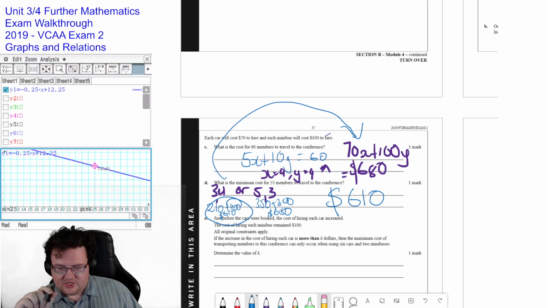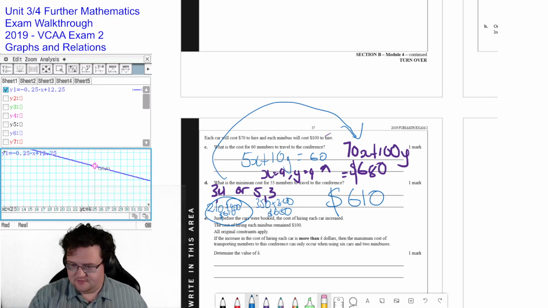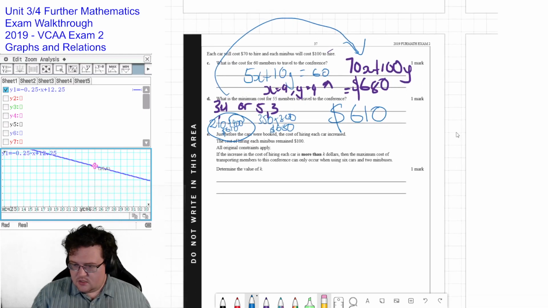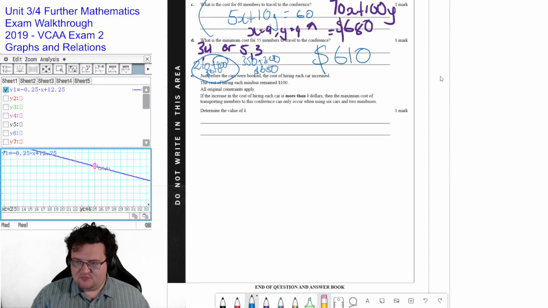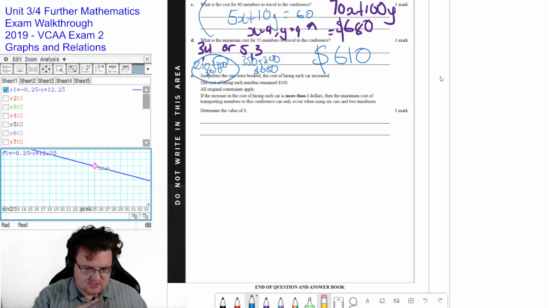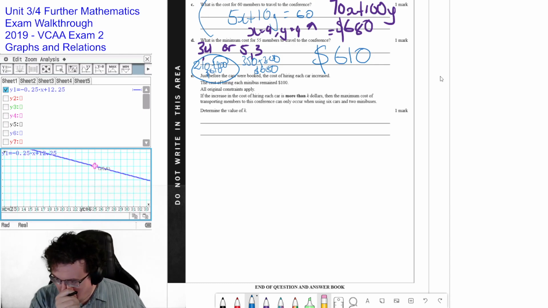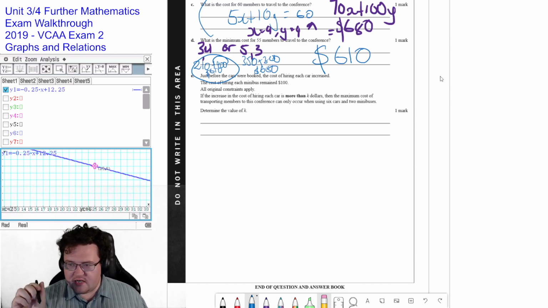All right, last question. This was actually a hard question. Just before the cars were booked, the cost of hiring each car increased. The cost of hiring the minibus stayed exactly the same. All of the initial constraints applied.